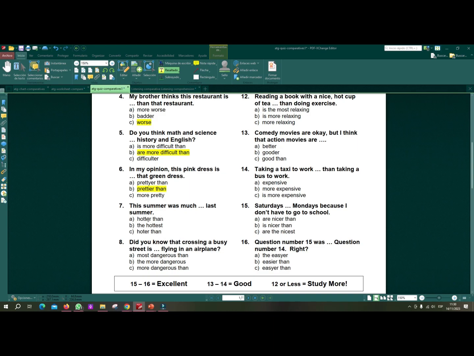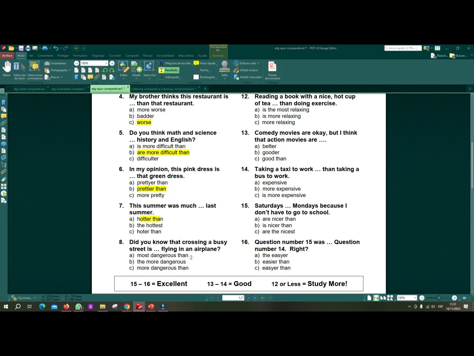Nice, Miss Anna. 7. This summer was much last summer hotter than the hottest or the hotter than. Which could be the other one here? A, B, or C? A, yes, hotter than, right? Excellent. 8. Did you know that crossing a busy street is flying in an airplane?